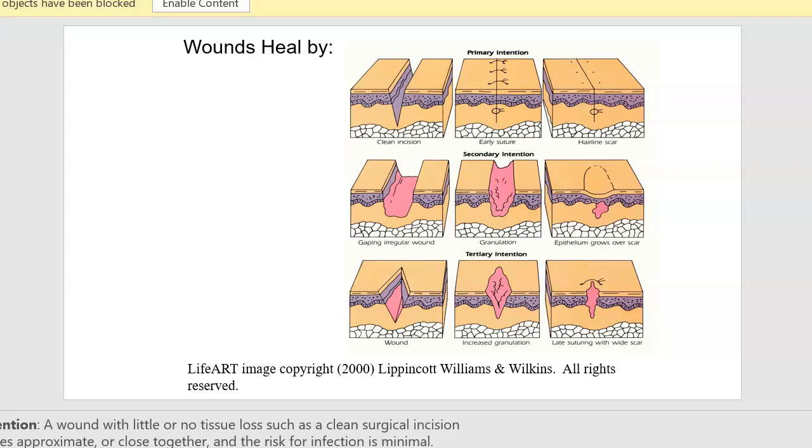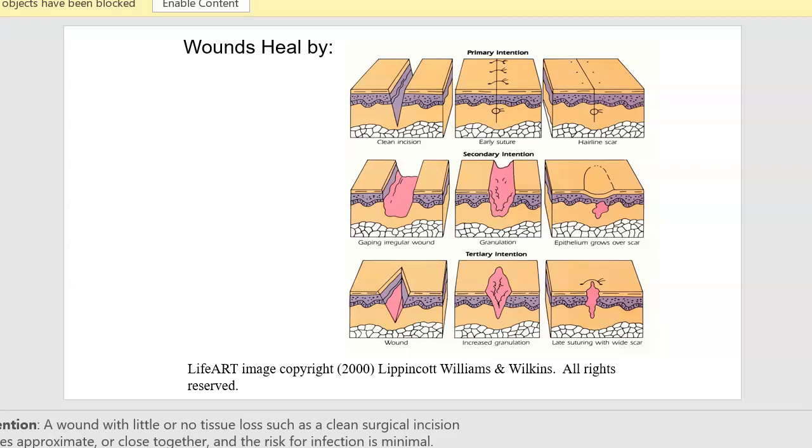So let's talk about wound healing. Wounds can heal by primary intention, secondary intention, or tertiary intention. Primary intention is usually for a wound with little or no tissue loss, such as a clean surgical wound. The skin edges approximate or close together, and risk for infection is minimal. So a lot of times you might see that they're stitched or stapled or glued together.